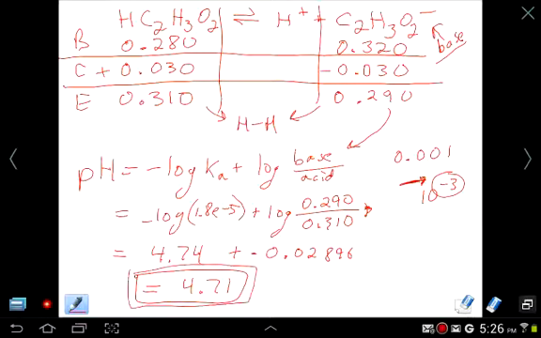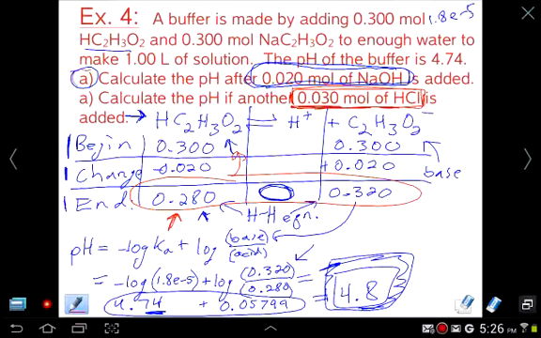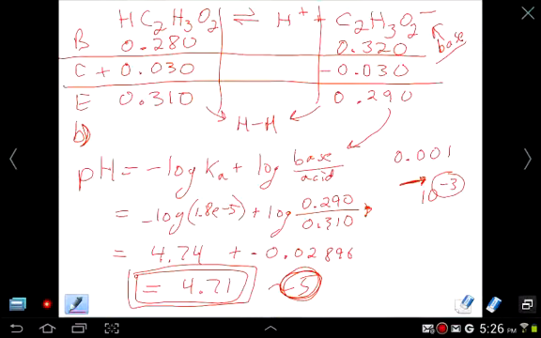Notice the buffer still works around 5 pH. That's what it's buffering, roughly 5 pH. So in part B here, we added a strong acid. The base was able to neutralize the strong acid. In part A, we added a strong base, and the buffer was able to neutralize the base. And this is the power of a buffer. So we'll do a few more of these in class, but this for us concludes lesson 2 of chapter 17.